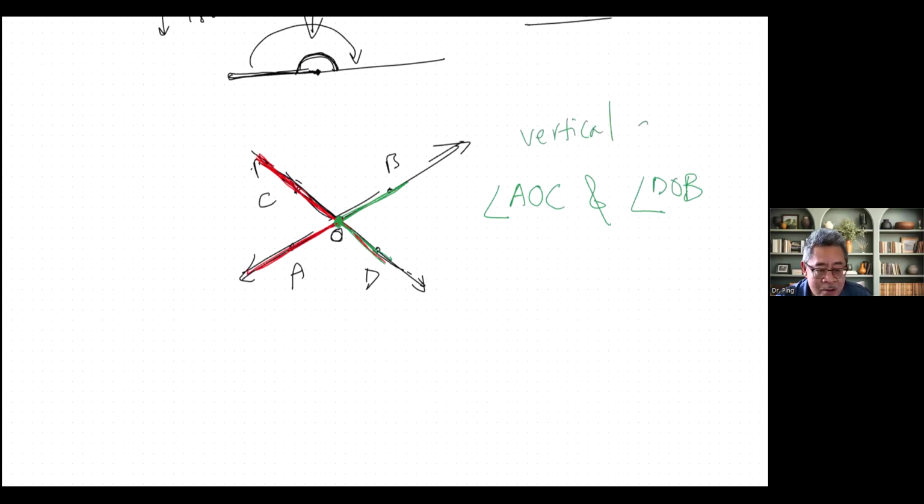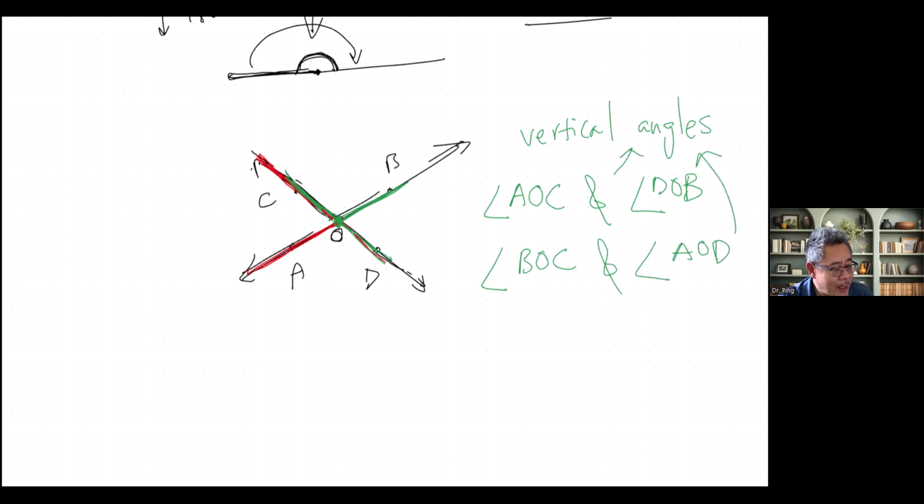Yeah, so in this lesson we just have a lot of definitions of our terms. So that's the first thing we need to know. What are we talking about? And of course, we could have BOC, so this angle, and AOD. AOD, that's also vertical angles. All right.